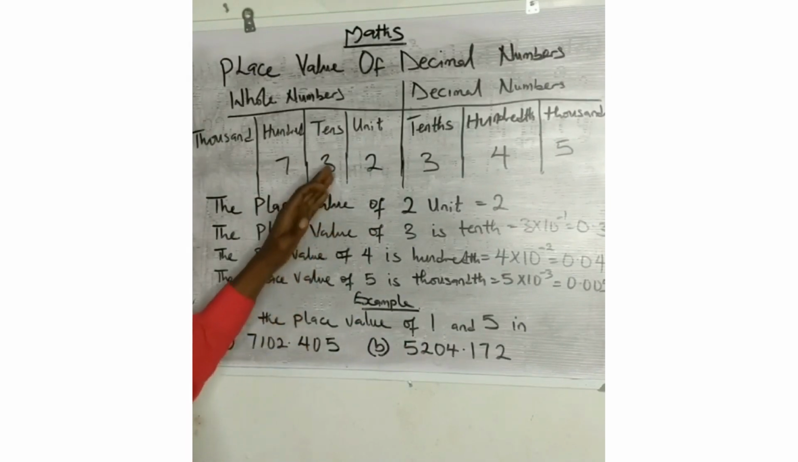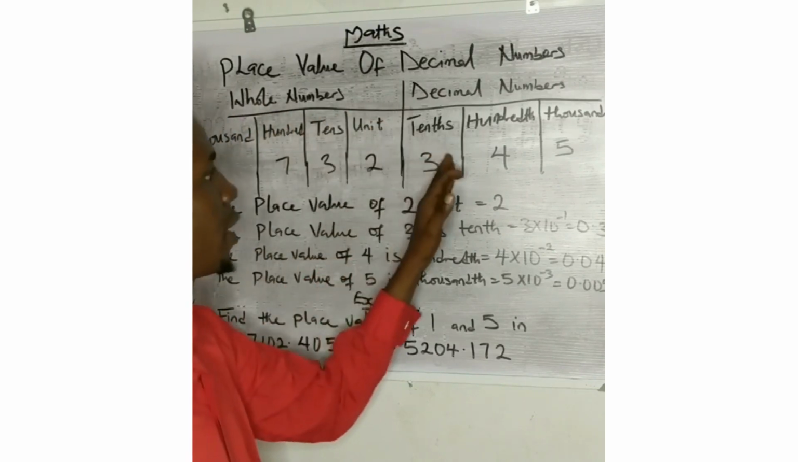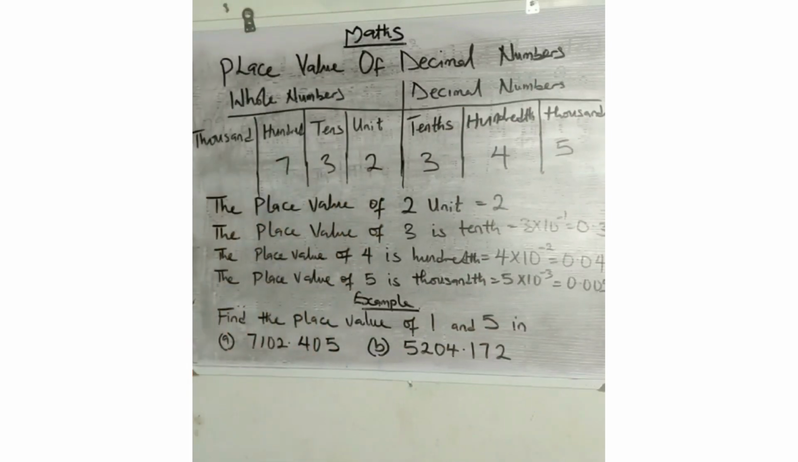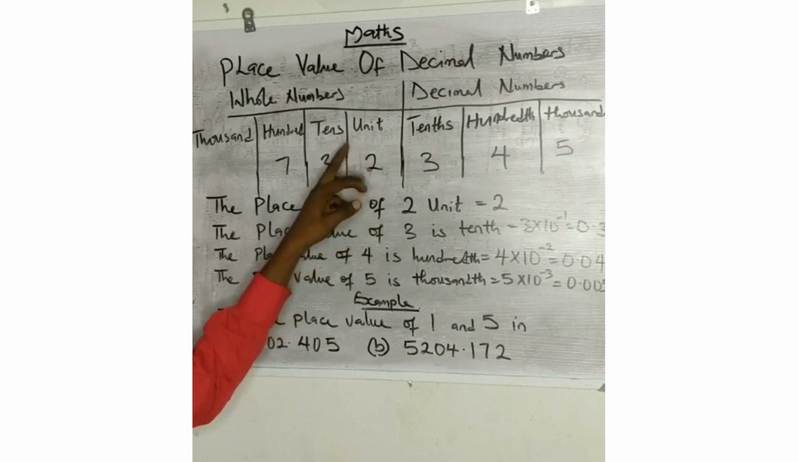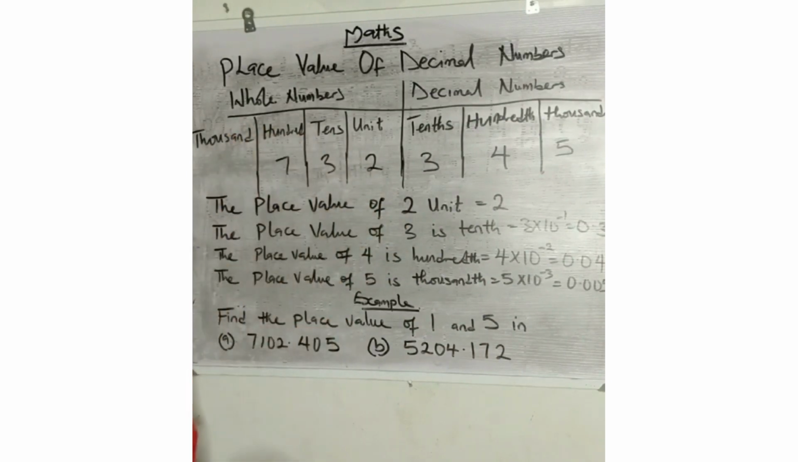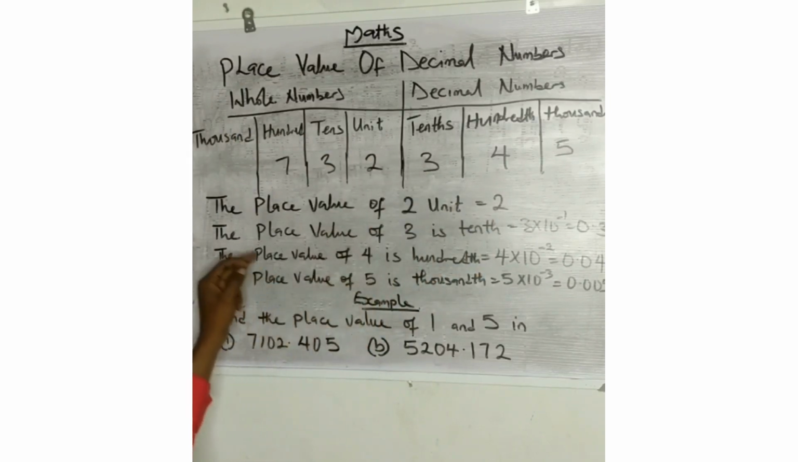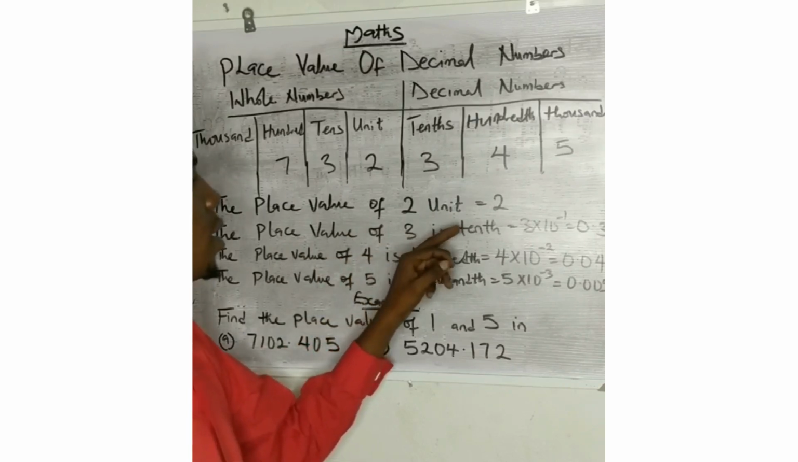You discover that from here we have unit, tens, hundred and thousand. These are whole numbers. Then we have 3, 4, 5. These are decimal numbers. So now how do we resolve such issues? The place value of 2 is what? Unit. We already said that in our previous video. Now let's go to the decimal part. The place value of 3 is tenth.